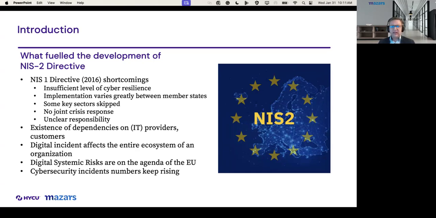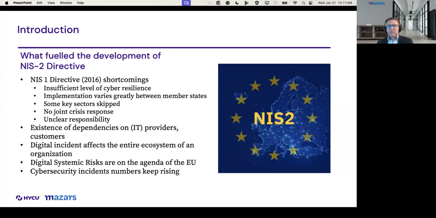So they basically have the digital systemic risk on the agenda. And this is also while the cybersecurity incident numbers keep rising, and because the cybersecurity criminals are professionalizing. I was recently listening to a nice story where they were asking, why are there so few cyber attacks from Christmas to New Year's? It's because it's become a business, and these people are on vacation at the time. So it kind of changed the platform a lot.